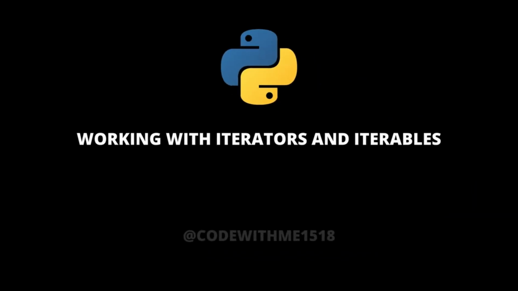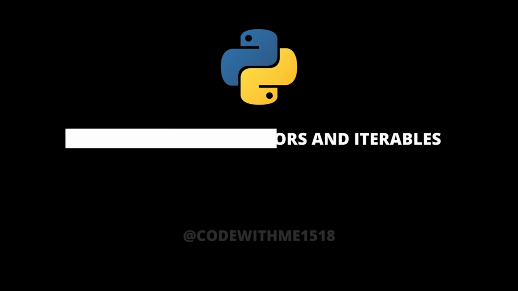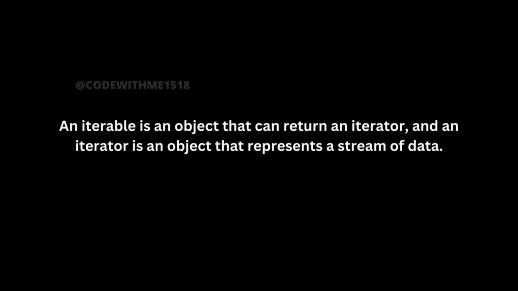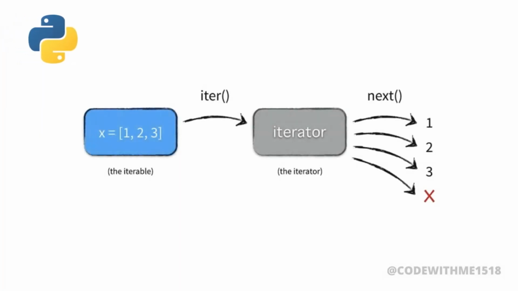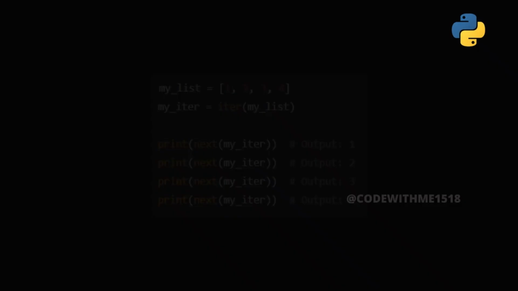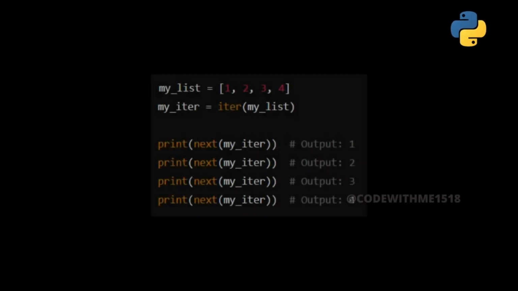Next, let's talk about iterators and iterables. An iterable is an object that can return an iterator, and an iterator is an object that represents a stream of data. Here's an example of using iterators and iterables. In this example, my_list is an iterable, and iter(my_list) returns an iterator. The next function retrieves elements from the iterator one by one.